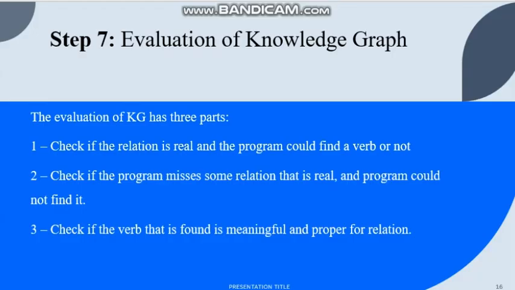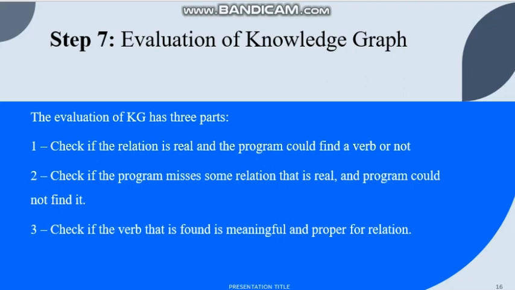papers. And for step 7, evaluation of the knowledge graph, we want to evaluate our knowledge graph manually. There are many predefined models to check the evaluation of a knowledge graph, but we decided to check it manually. Our evaluation has three parts. The first one is to check if the relation is real and the program could find a verb or not. It means that we can check whether the relation we found is a real relation and the program found it well.